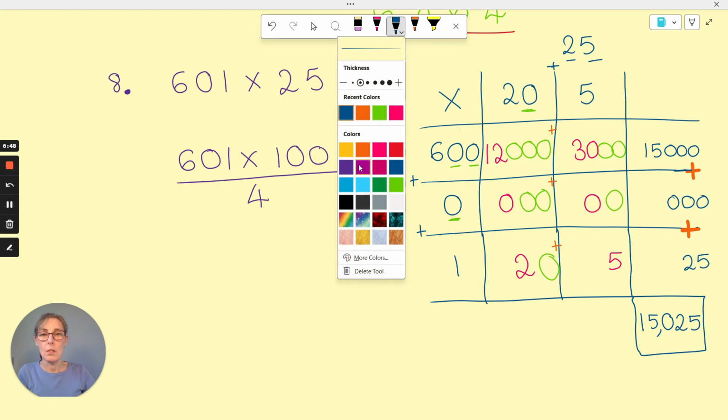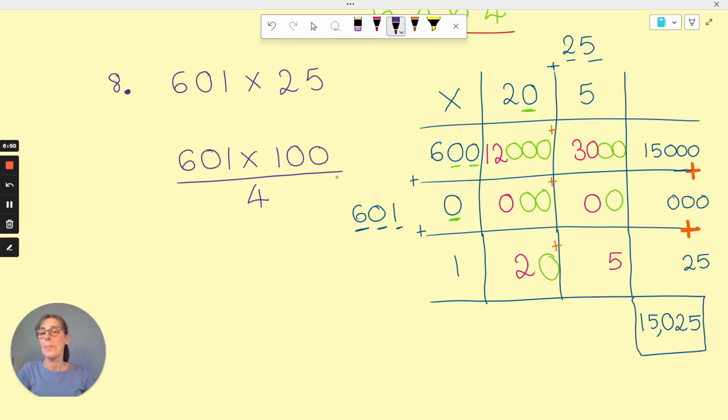What colour did I use? It was like a dark purple, wasn't it? All right, so 601 times 100 is 60100. And then I've got to divide by 4. So let me just take that down a bit because it's a bit too close, isn't it? So 60100 and divide that by 4.